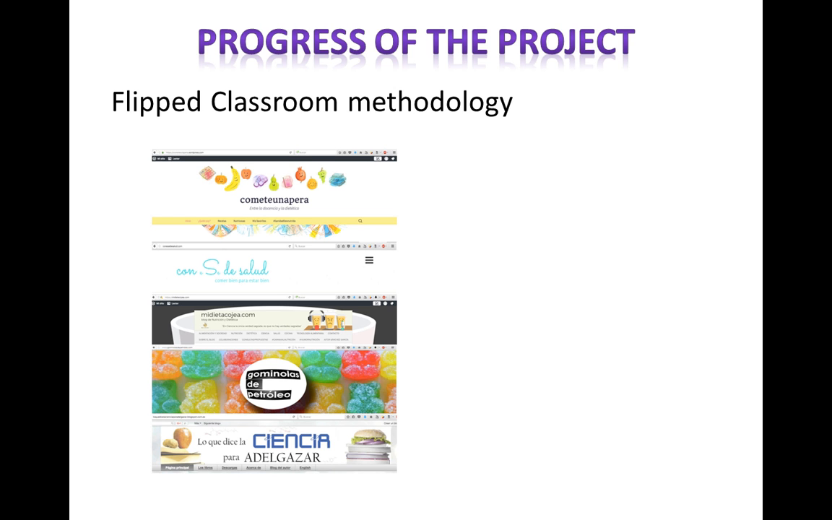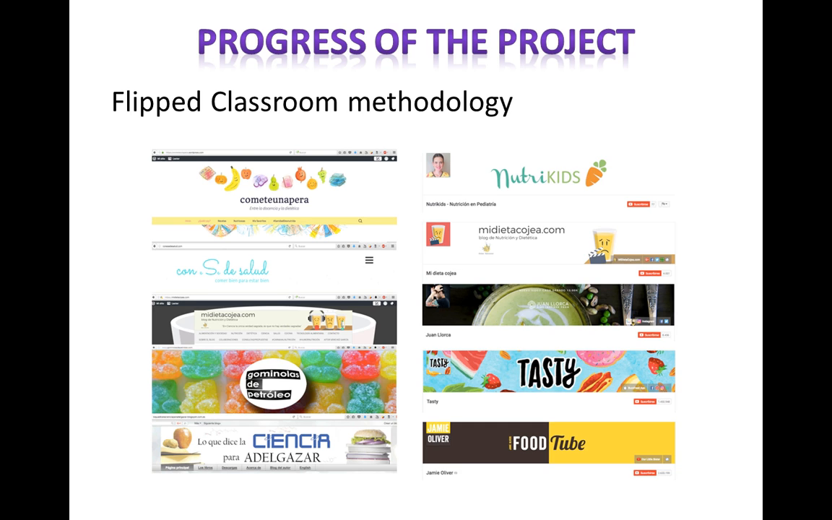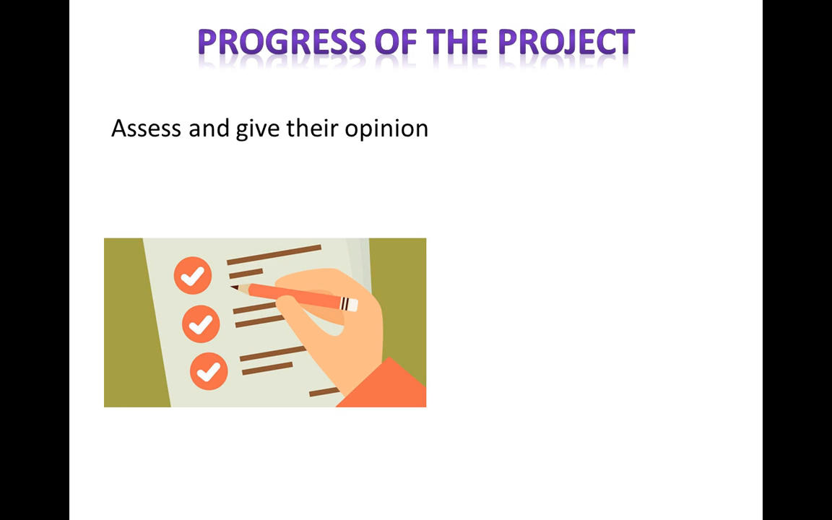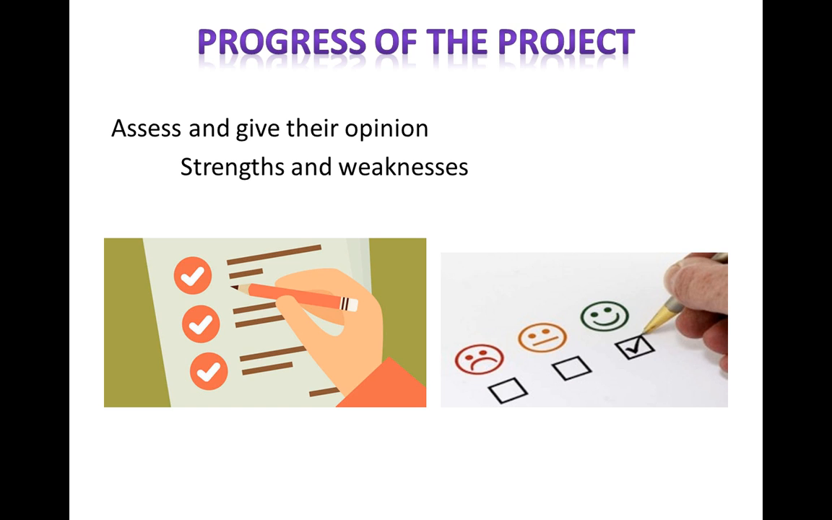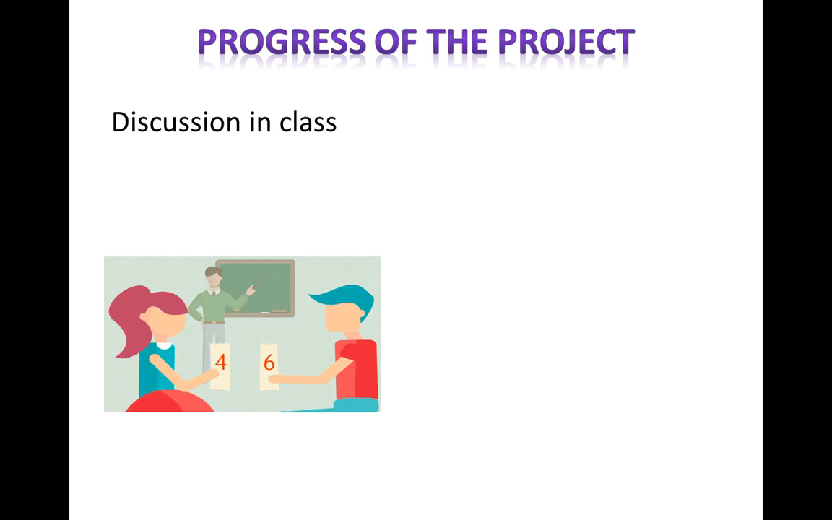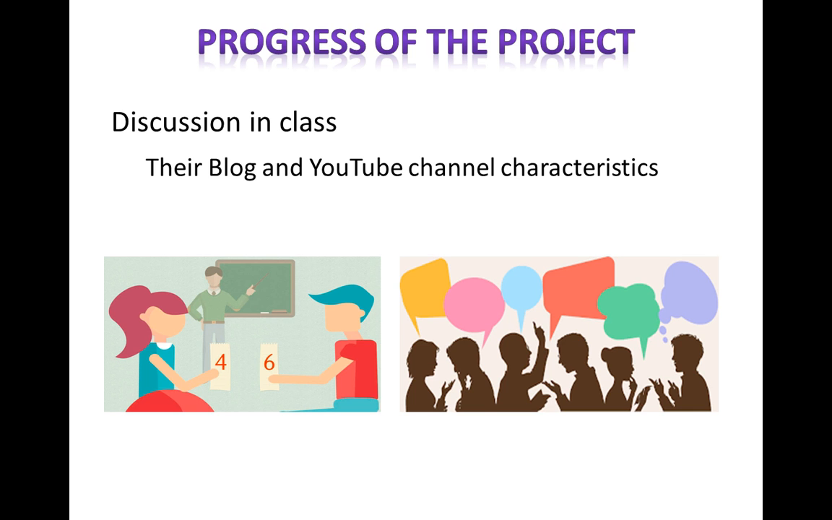Progress of the project. Using flipped classroom methodology, we suggest students visit different blogs and YouTube channels related to nutrition, diet, and food by Moodle. Students will assess and give their opinion about them, finding their strengths and weaknesses. In class, the students will have to discuss the results of the previous activity in order to define the characteristics that they think their blog and YouTube channel should have.